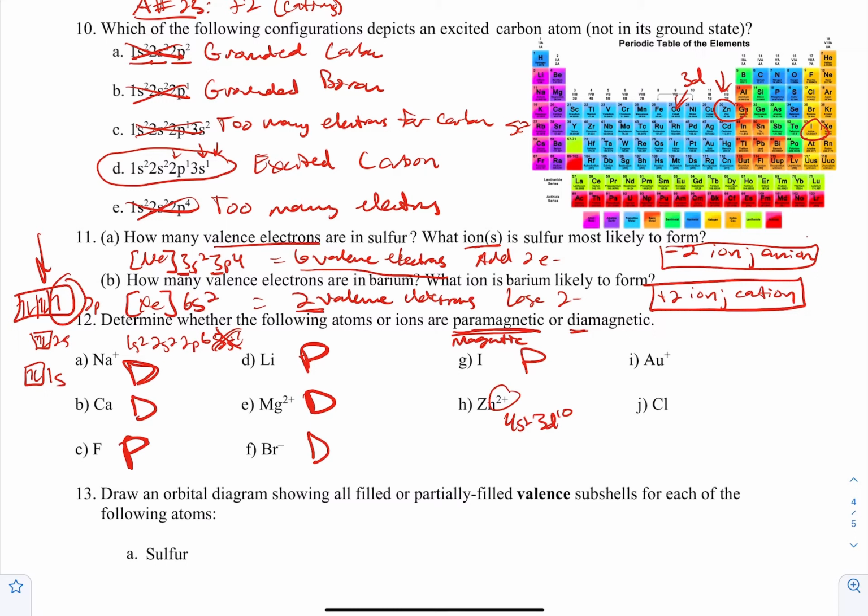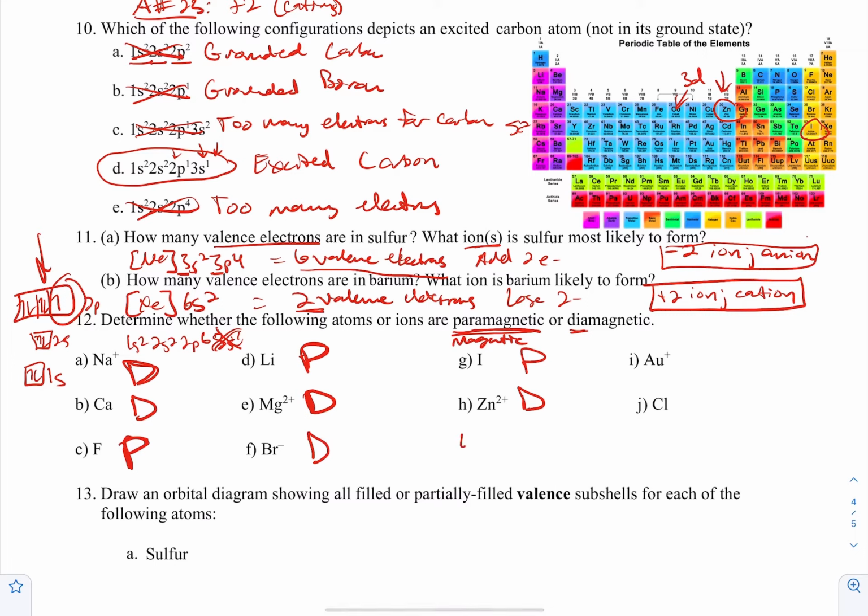Where do you think it's going to lose the electrons from, based on the rules we've learned about the D shell before? Remember, a filled or half-filled D subshell is more stable than a filled S subshell. So we actually get rid of the S subshell. We get rid of that 4s2, and we're left with 3d10. That means all the electrons are paired, so that would be diamagnetic.